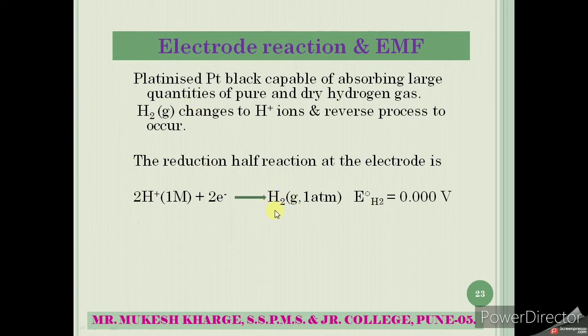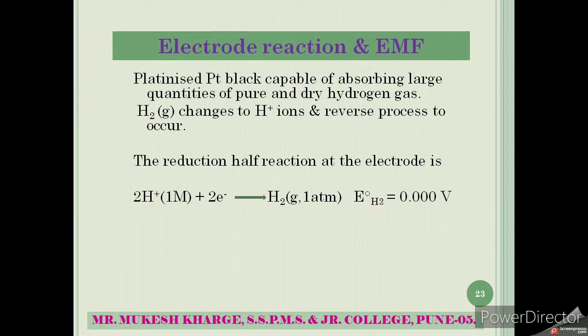So to prepare 2 hydrogen atoms, that means 1 molecule of hydrogen, we require 2 H plus ions. So 2 H plus ions in 1 molar concentration in ionic form accept 2 electrons and get converted to 2 hydrogen atoms, that means 1 hydrogen molecule of that gas, and the pressure is 1 atm. So what is the EMF of this SHE? It is 0.00 volt. It is represented by E H2 because hydrogen gas is the gas electrode.